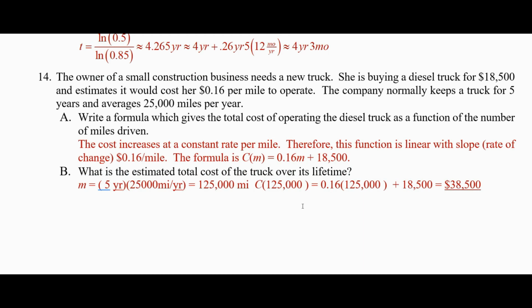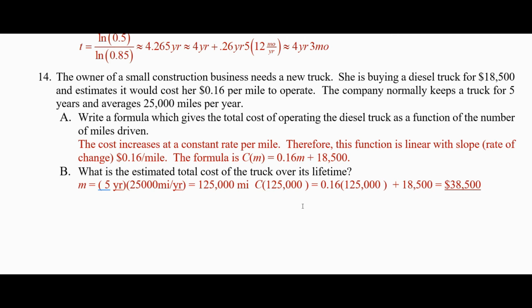Next, we have the owner of a small construction business who needs a new truck. She's buying a diesel truck for $18,500 and estimates it will cost her 16 cents per mile to operate. The company normally keeps the truck for 5 years and averages 25,000 miles per year. So write a formula that gives the total cost of operating the diesel truck as a function of the number of miles driven.